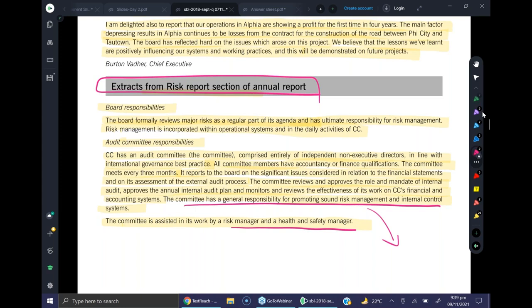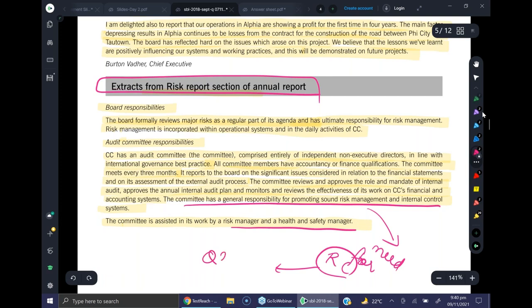So the audit committee seems to have a lot of roles to perform. It sounds like they don't have a lot of time left for risk management work. So that also suggests the need for a risk committee. Do you understand what I'm saying? Which question is relevant? Question number 3, part C.